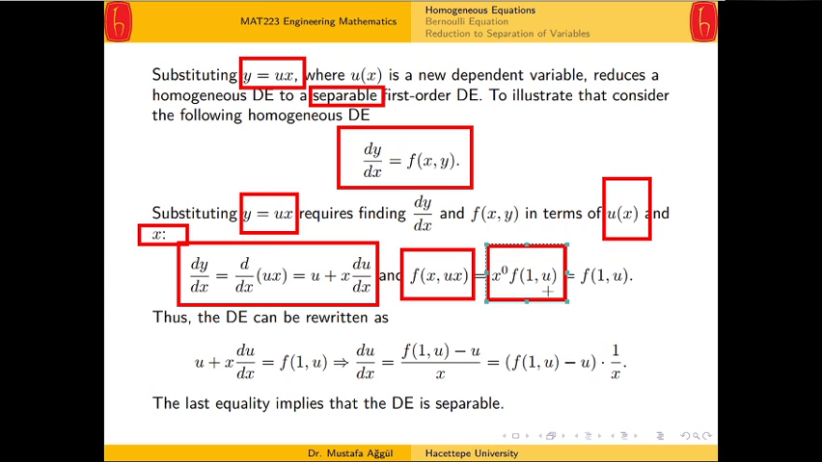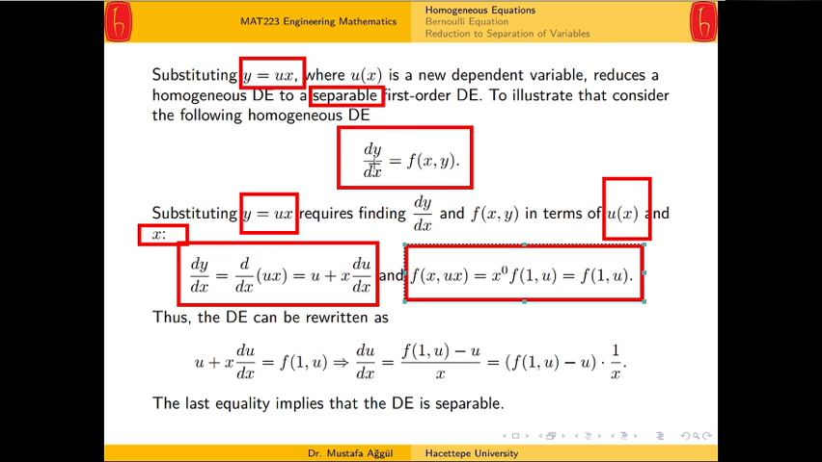So this is what we end up with, and this is basically equal to x to the 0, which will be 1, and we will end up with f of 1 comma u, okay. So this is the second part. Now we are ready to rewrite the differential equation in terms of u and x, okay.